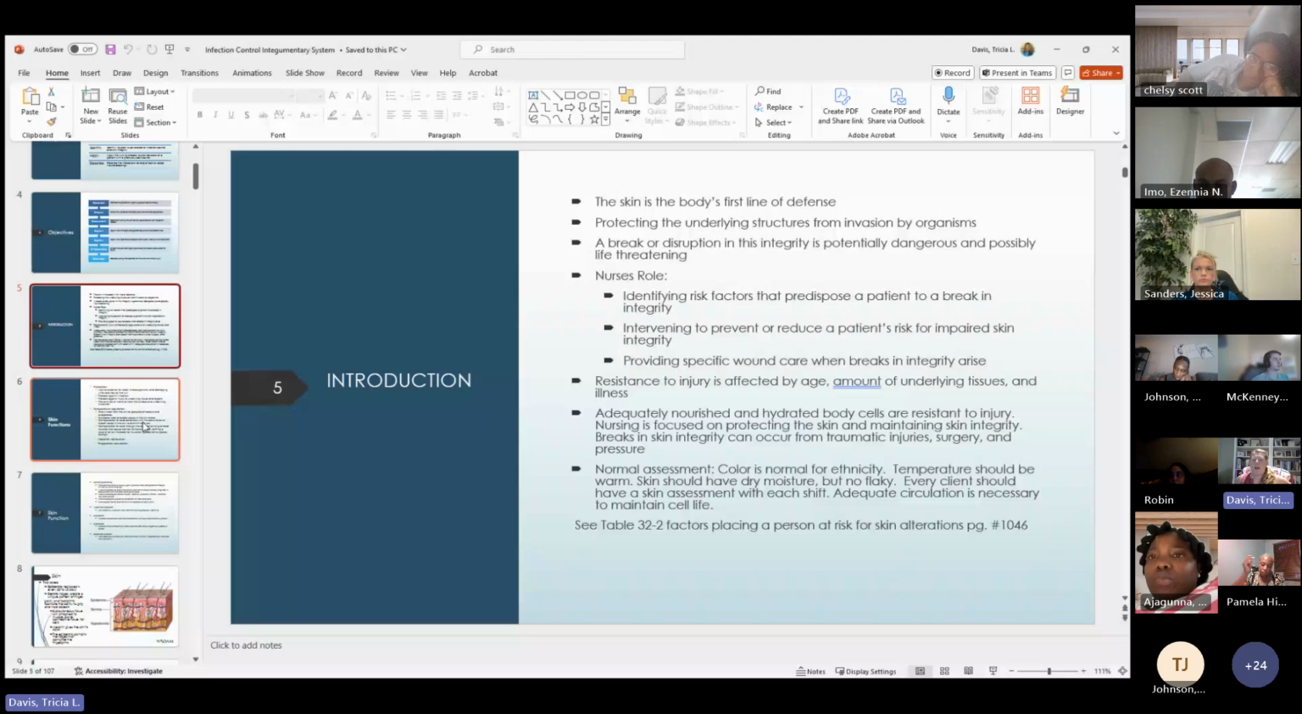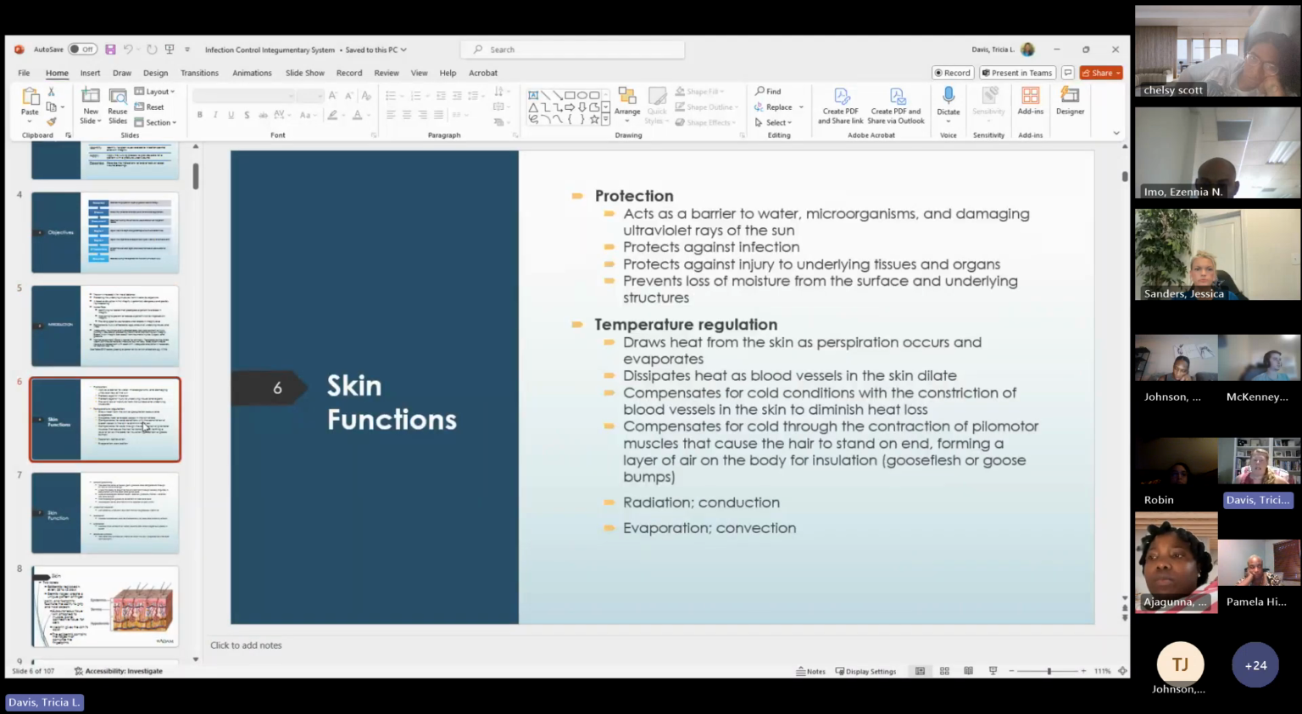All right, so we know that one of the things our skin does is it serves as protection. So it is that initial barrier to any type of water, all the yucky microorganisms out there, and any type of damaging ultraviolet rays that we get from being out in the sun. It serves as protecting all of those important cells that are underneath the skin, keeping it from getting an infection. It protects us against injury to those other underlying tissues and organs. And it prevents the loss of moisture from the surface and underlying structures.